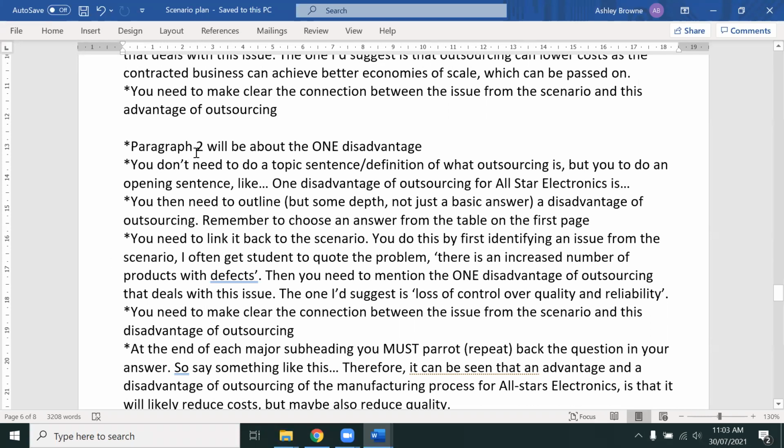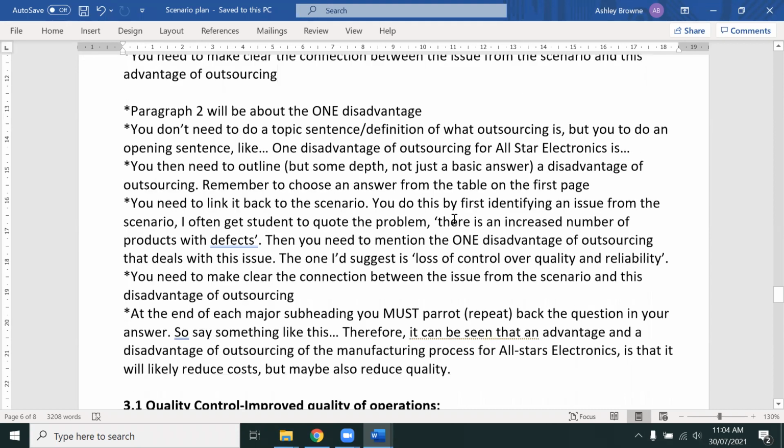All right. The second paragraph again is under that subheading, but leave a line. Never indent. Just leave a full line. Now it's going to be about one disadvantage. This second paragraph, you don't need to do a topic sentence in terms of a definition of outsourcing because we've already done that. But you do need to do an opening topic sentence. Something like, one disadvantage of outsourcing for All Stars Electronics, use the business name, is blah, blah, blah. All right. Again, you need to outline, but not a 4-line outline like you'd see in a short answer, a disadvantage of it. Now, remember that table on the first page? You choose one of those things, but it's got to be linked and relevant to the scenario.